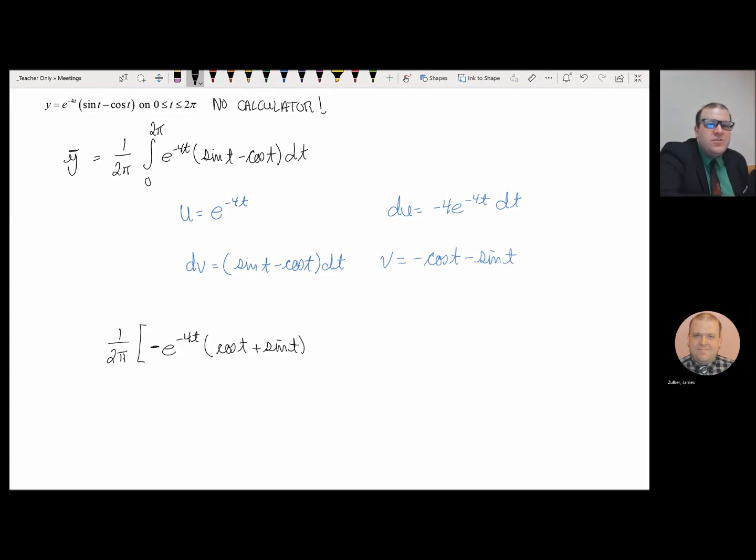Again, I'm going to factor a negative out of the v, and then write that as plus the, this should be evaluated from 0 to 2 pi, and then the integral from 0 to 2 pi. There's another negative there. Of course there is. So that is going to stay negative. 4e to the negative 4t times cosine plus sine t.